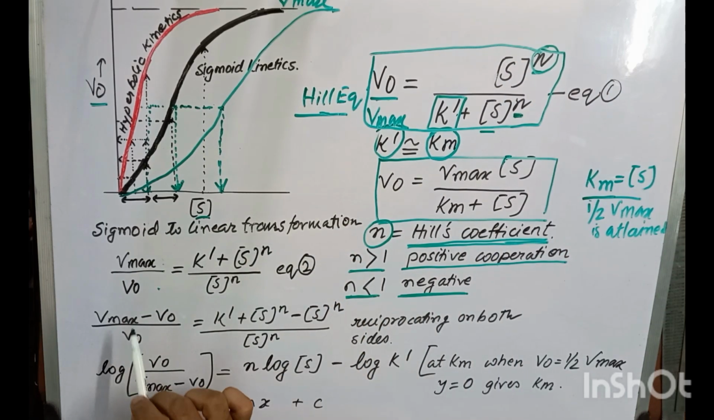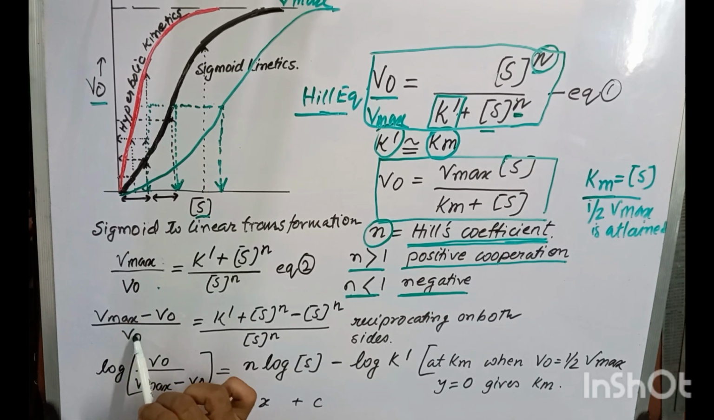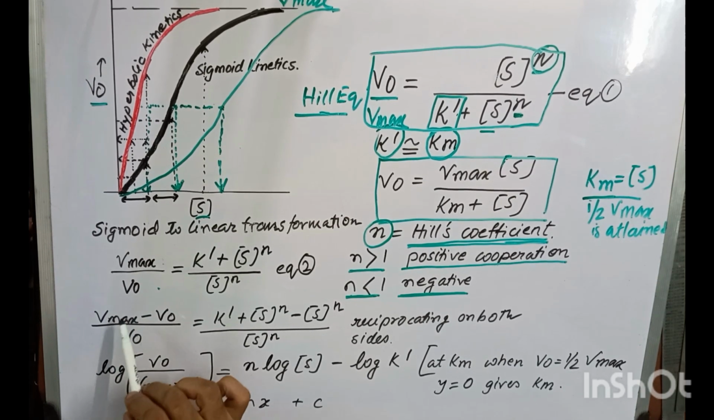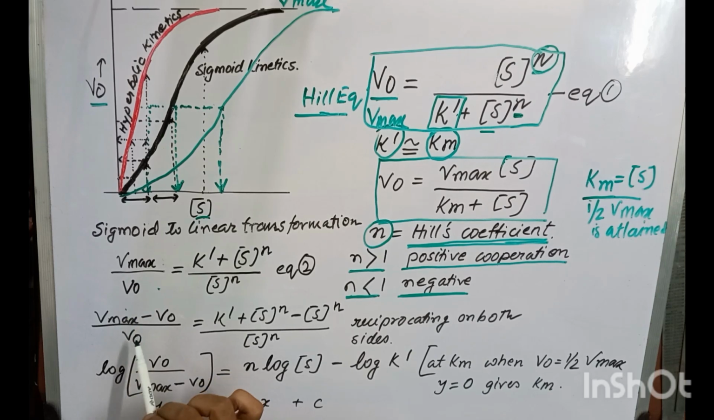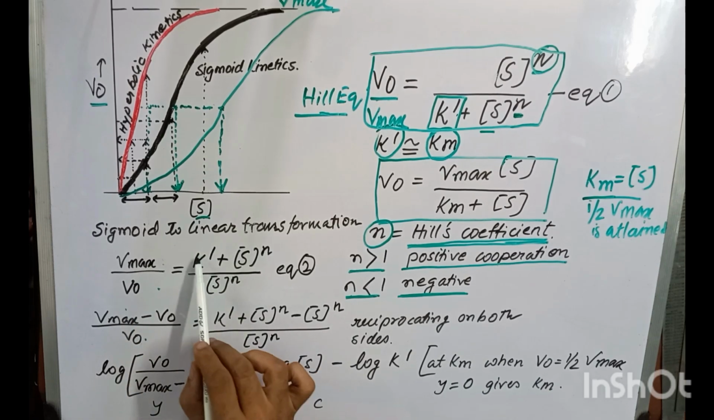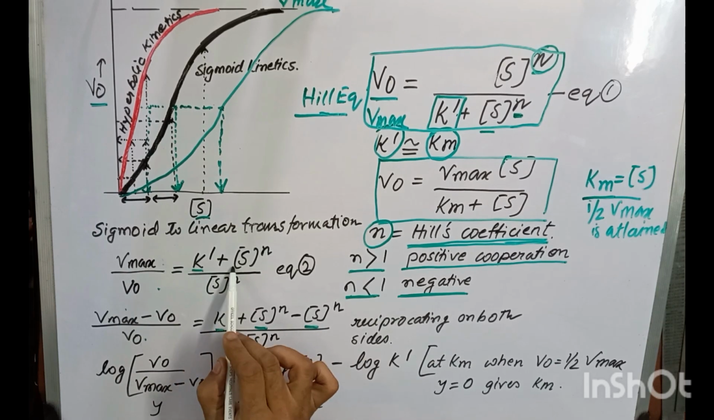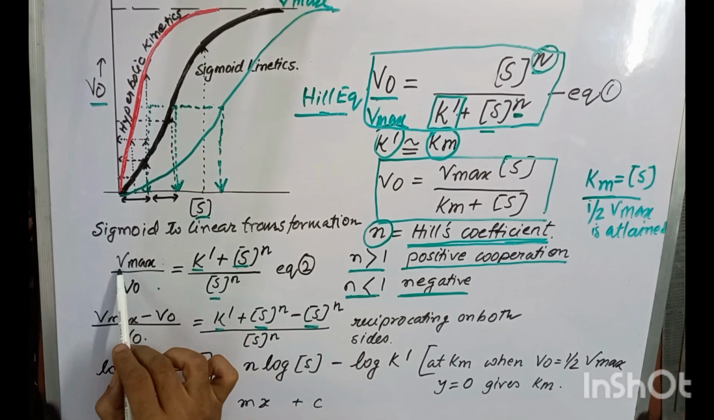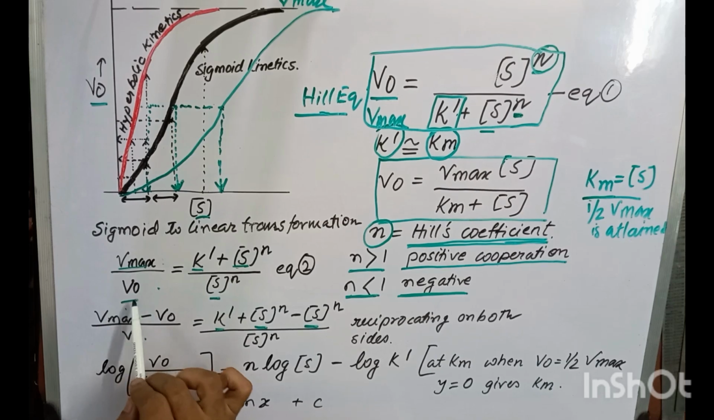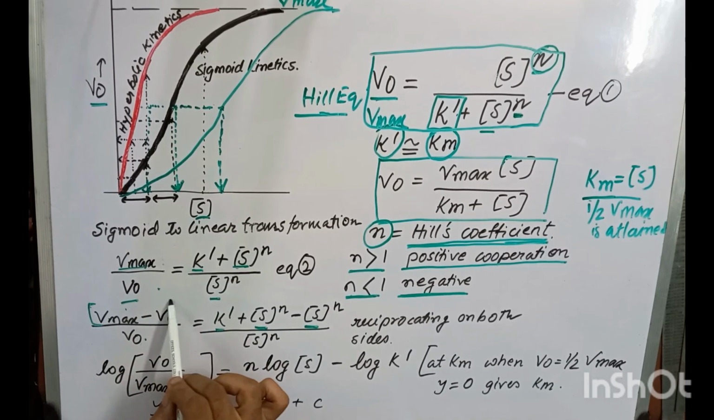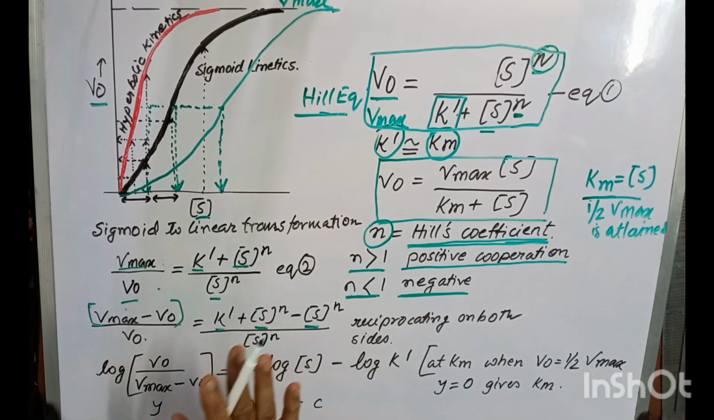Now we just subtract the lower component, the denominator, from the numerator: Vmax minus V0 by V0. In this portion also we do the same: k prime plus s to the power n minus s to the power n, just like this. The numerator becomes Vmax minus V0 by V0.